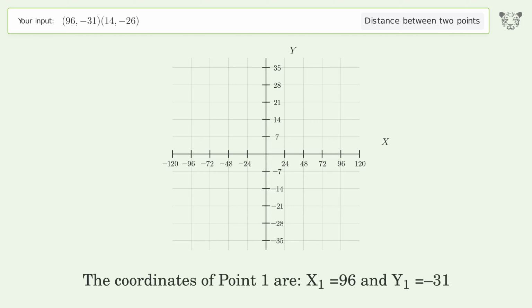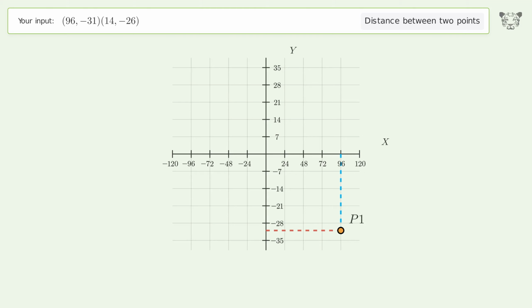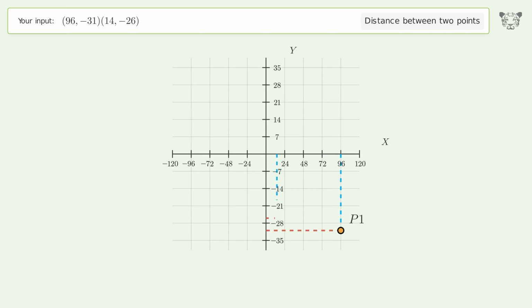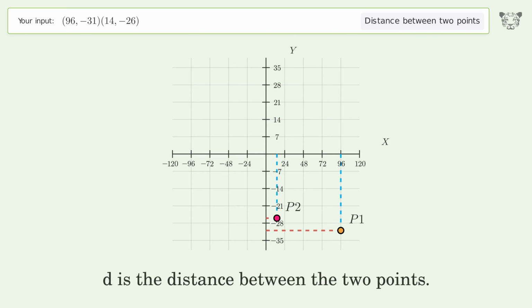The coordinates of point 1 are x1 equals 96 and y1 equals negative 31. The coordinates of point 2 are x2 equals 14 and y2 equals negative 26. D is the distance between the 2 points.